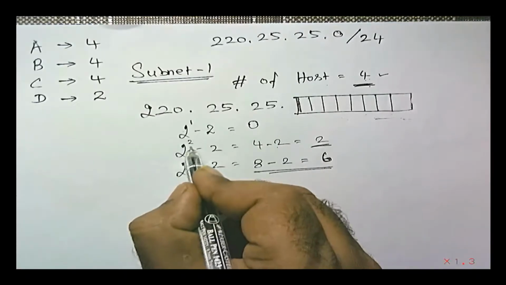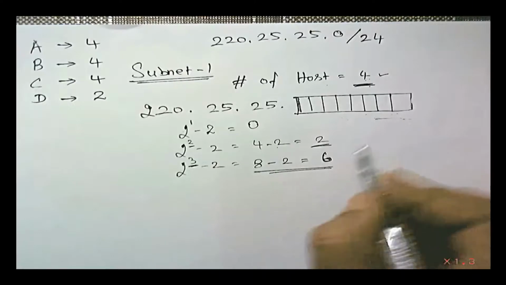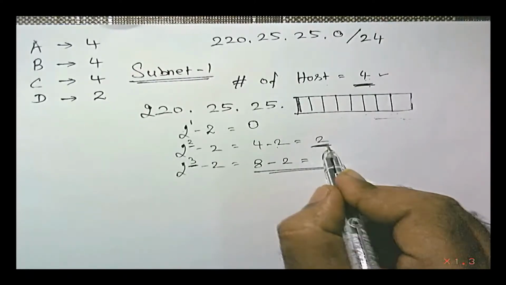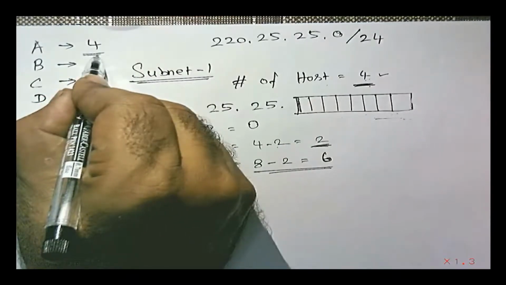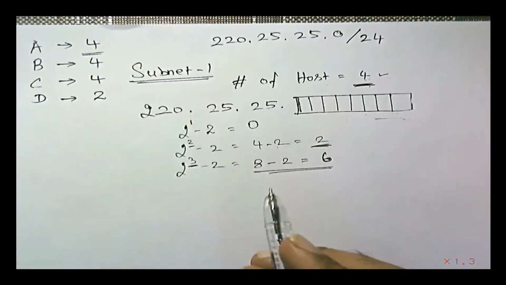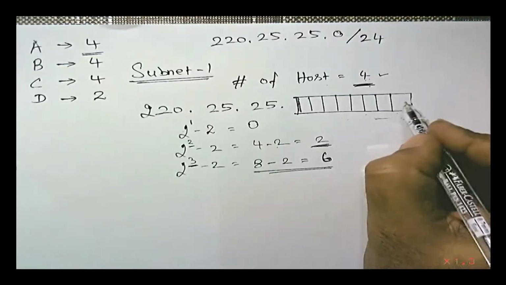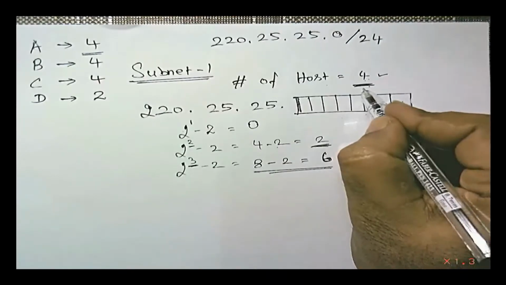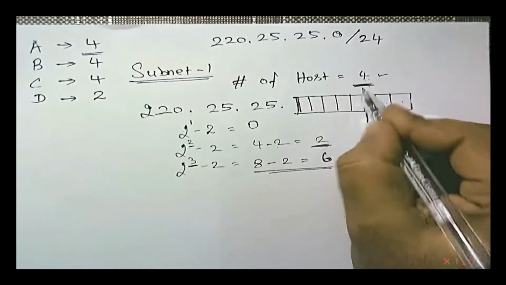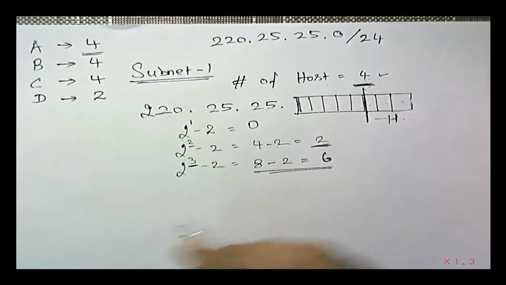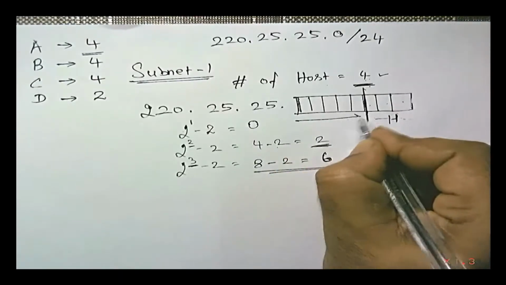If you have 2 bits in the host part, you can connect 2 valid IP addresses. But here I need 4 IP addresses. So if you need 4 IP addresses, you must have 3 bits in the host part. So 1, 2, 3. So 3 bits I'm going to fix here. This is going to be the host. For me this is the host. The remaining bits I'm going to move to the subnet.